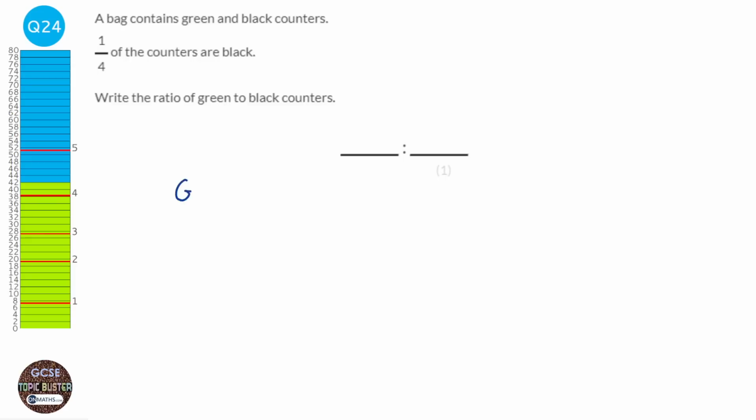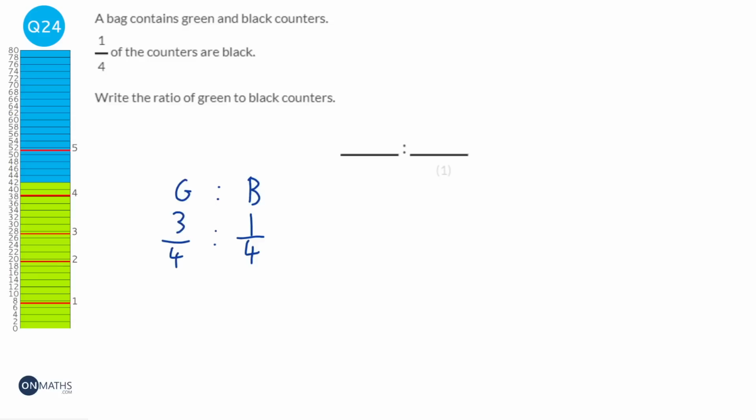So we're going to have green to black. Now it says that 1/4 of the counters are black, and therefore the remaining counters will be green. So if 1/4 are black, that leaves 3/4 to be green.